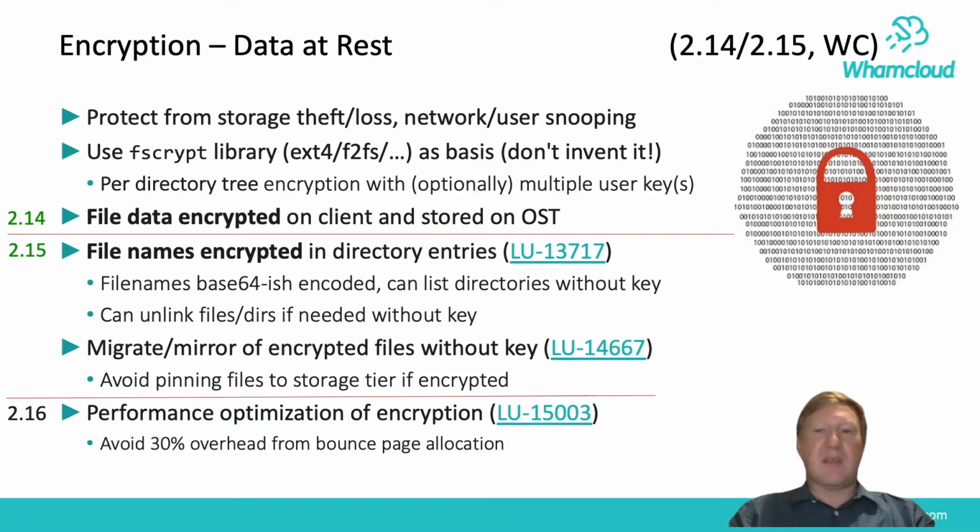The other thing that's been added in 2.15 is that you can migrate and mirror encrypted files without having the key. That's important for tools, HSM or tiering, that need to manage space, but you don't want to give every copy tool a global decryption key for all of the files in the file system. It can do the space balancing without having any specific knowledge of the content of the files.